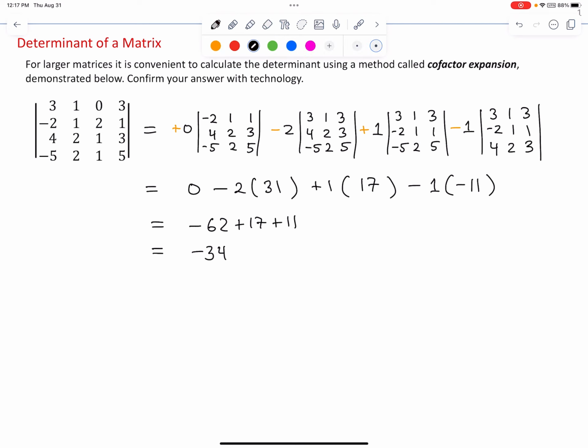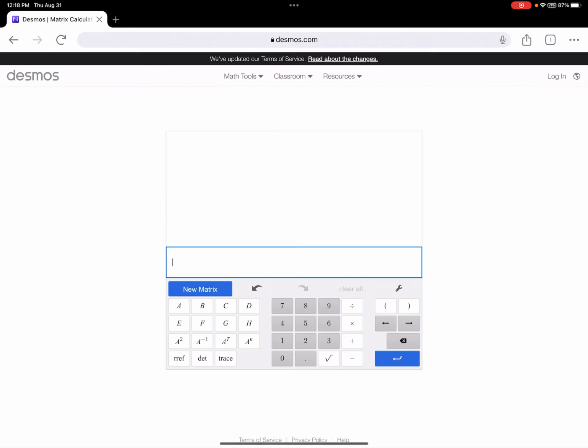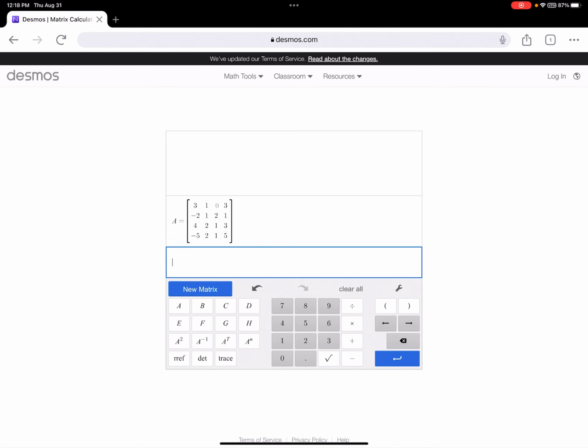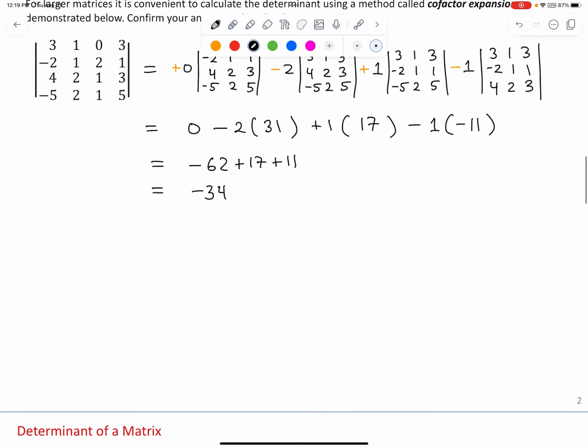Now, let's confirm our answer with technology. So I'll go to the Desmos matrix calculator and enter in this matrix. I'll hit A, new matrix, add 2 rows, and add 2 columns, and then enter in these numbers. Then hit enter. Now hit the DET button and enter the matrix A, and it confirms that the determinant of this matrix is in fact negative 34. Okay, let's go to the next slide.